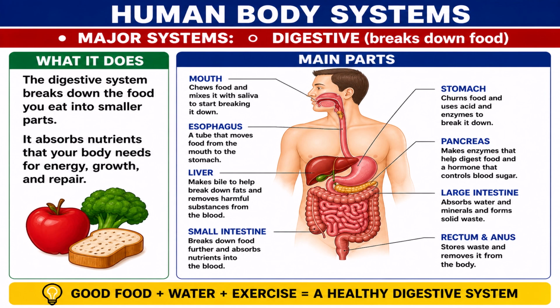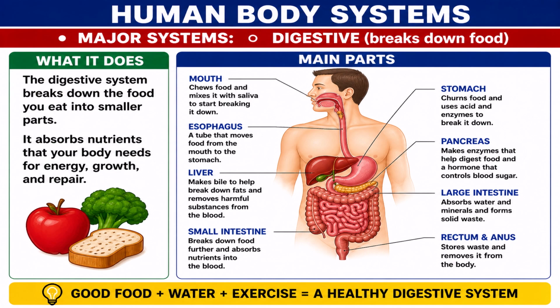Let's dive deeper into the digestive system, the third major system that we are speaking about in your body. What it does: the digestive system breaks down the food you eat into smaller parts. It absorbs nutrients that your body needs for energy, growth, and repair. Therefore, good food, water, and exercise equals a healthy digestive system.